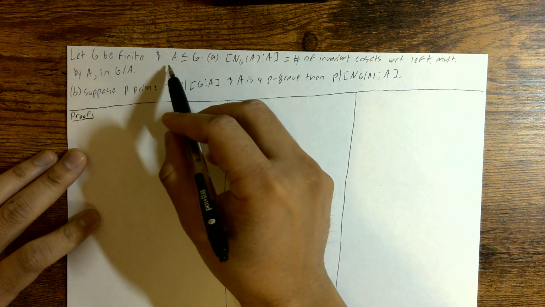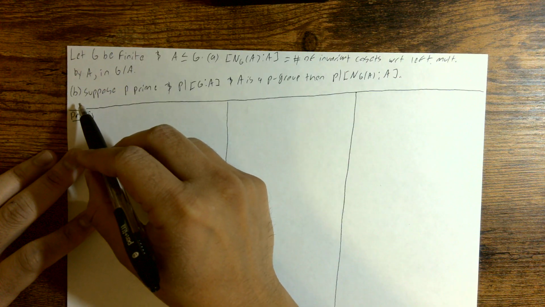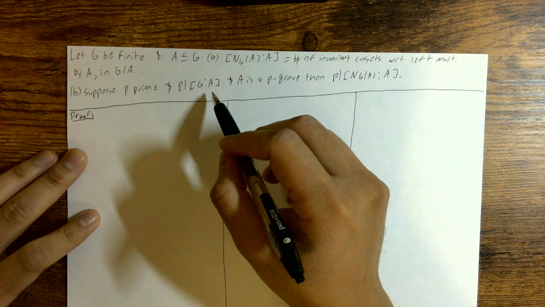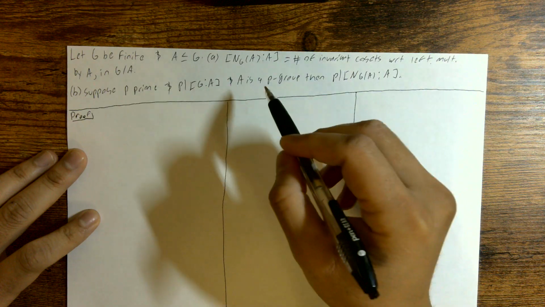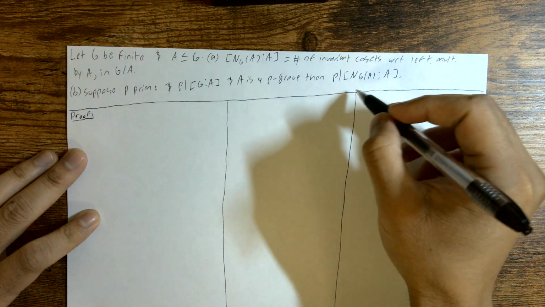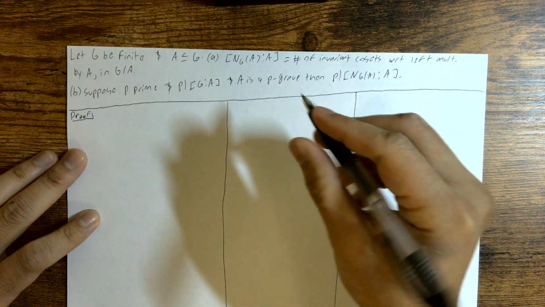Let G be finite and A a subgroup of G. We are in part B. Suppose p is prime and p divides the index of A in G, and A is a p-group. Then p divides the index of A in its normalizer.